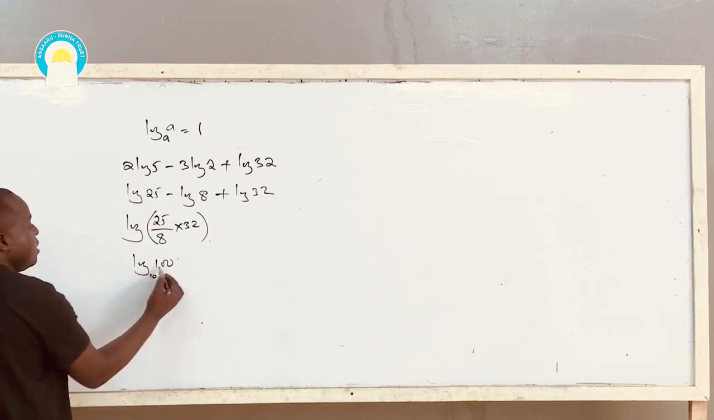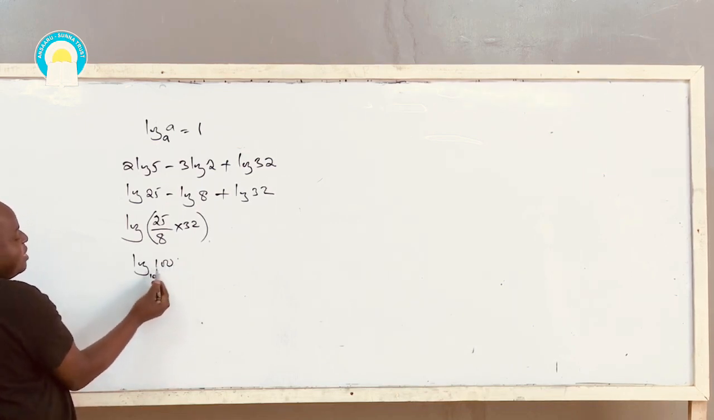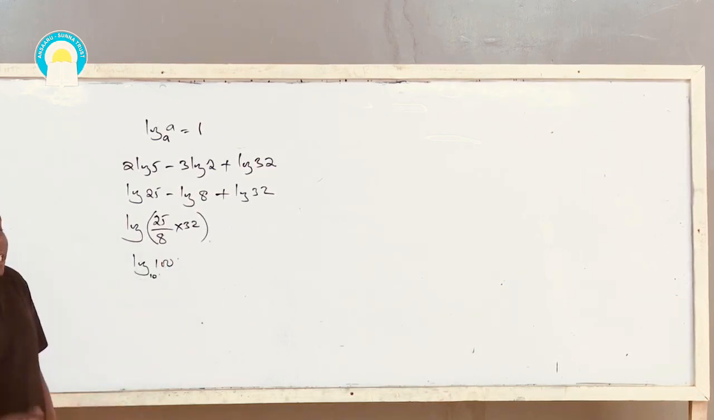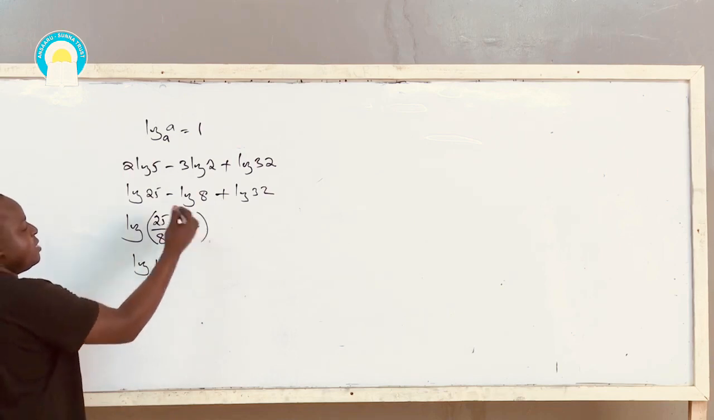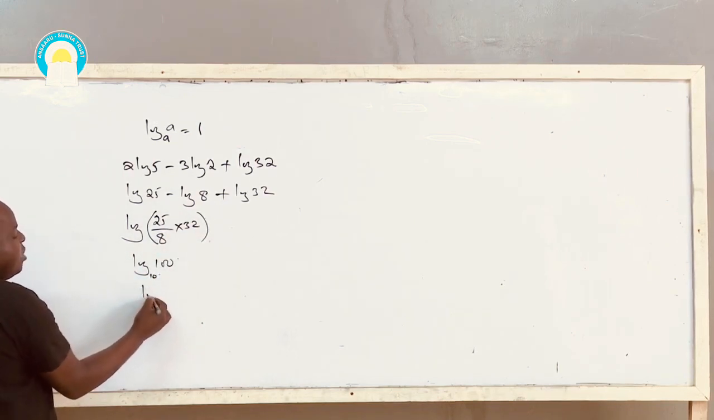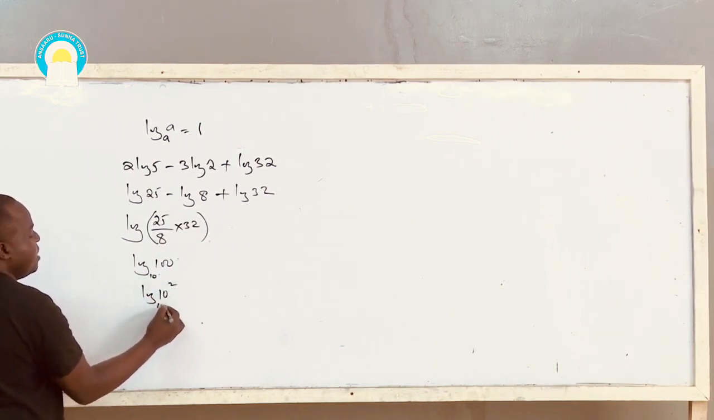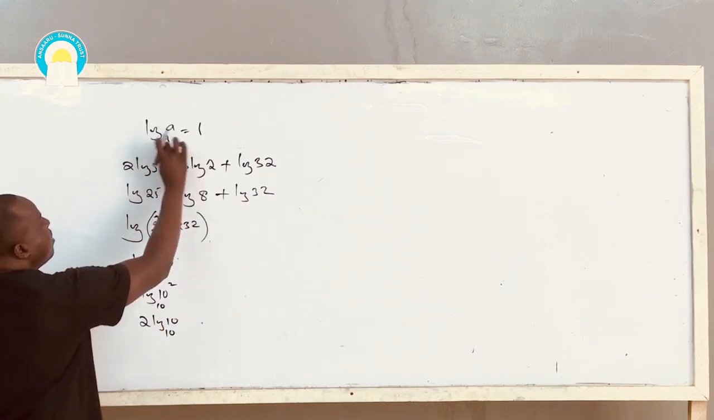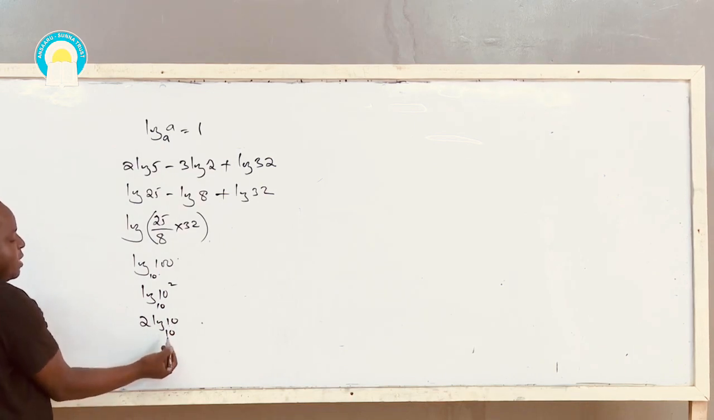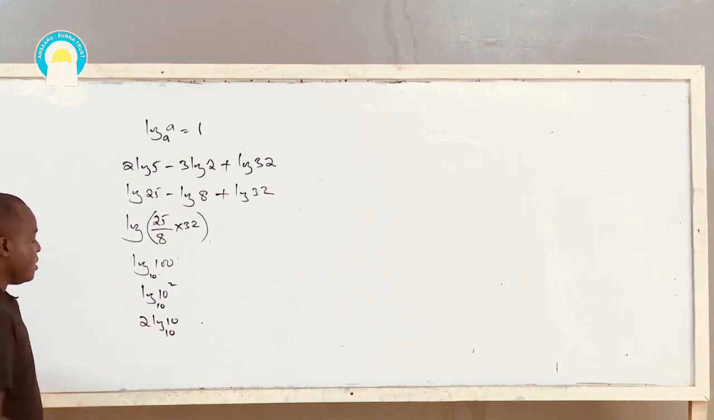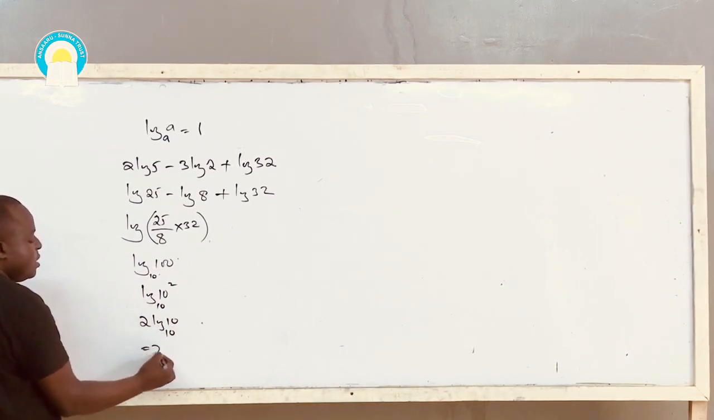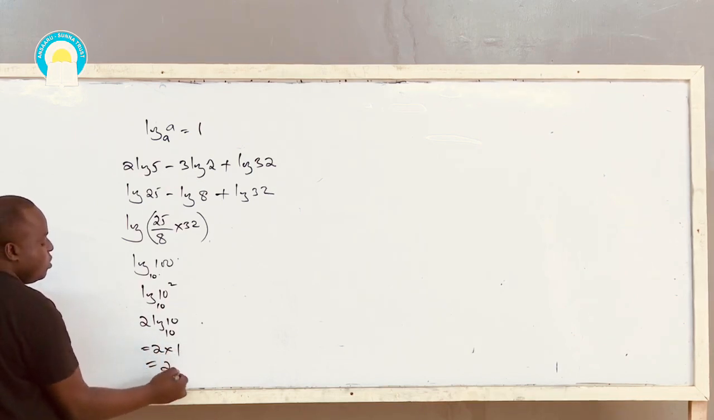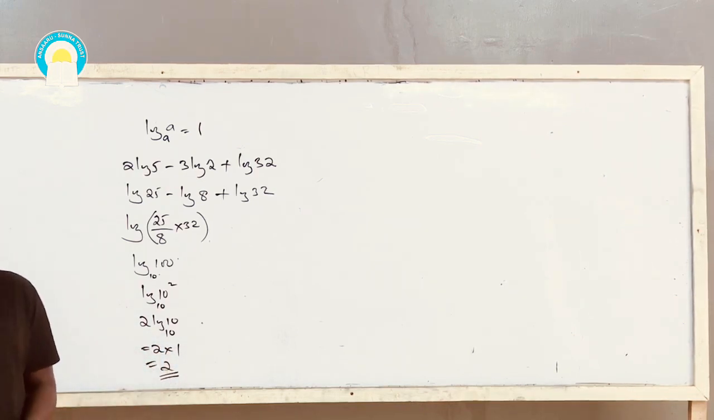So because of that, we have to think about, if this is 100, can this 100 be written in terms of 10? Yes. 100 is the same as 10 squared. So this would be log 10 squared base 10, which is 2 log 10 base 10. But according to this law, when a number, a log and its base are the same, then it's 1. So the answer is 2 times 1, which is equal to 2. So I hope you get that.